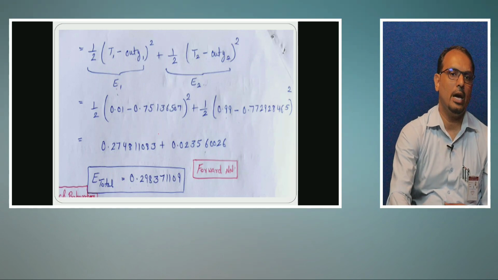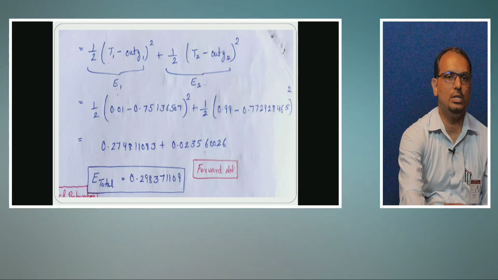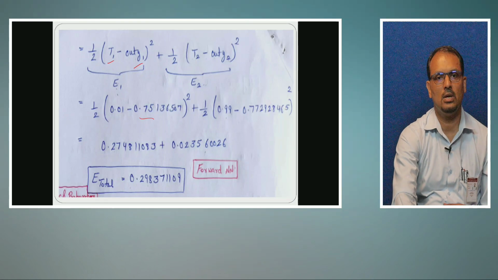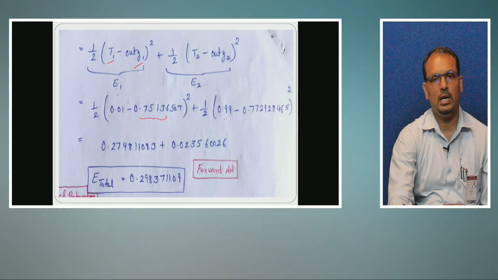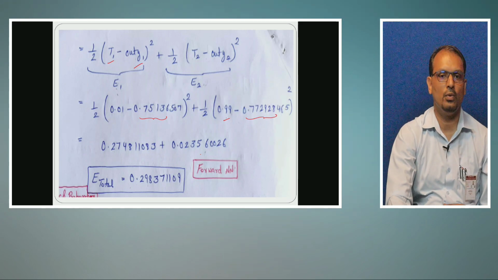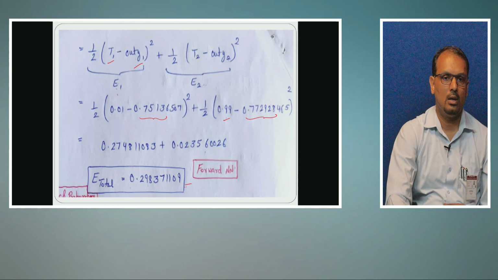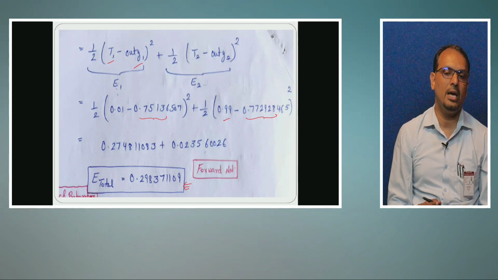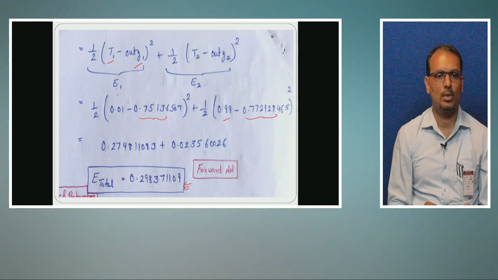For error 1, the target value is 0.01 and my output value y1 we just calculated, plus 1 by 2, target value T2 is 0.99 and the y2 value is this one. When you solve, overall, 0.298371109, this is the error we got.